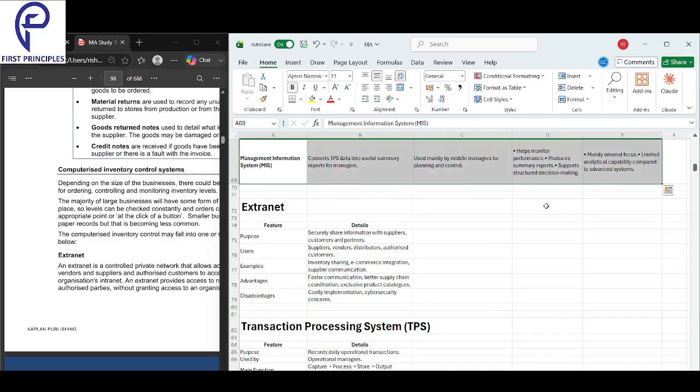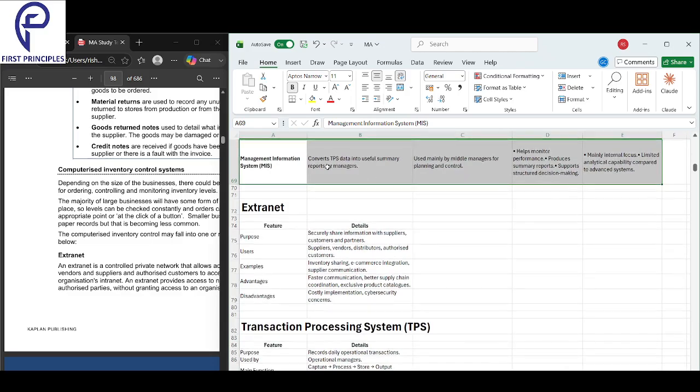Next, talking about a management information system, it converts your TPS, your transaction processing data, into summary reports for decisions. TPS is basically a complete set of information. MIS is a summarized version for decisions. It's mainly used by middle managers because they have to make the major allocation decisions. It helps to monitor the performance and also to support decision making. Mainly the focus is internal only. It has limited analytical capability compared to advanced systems. There are way more advanced systems, so this has some kind of a capability issue.